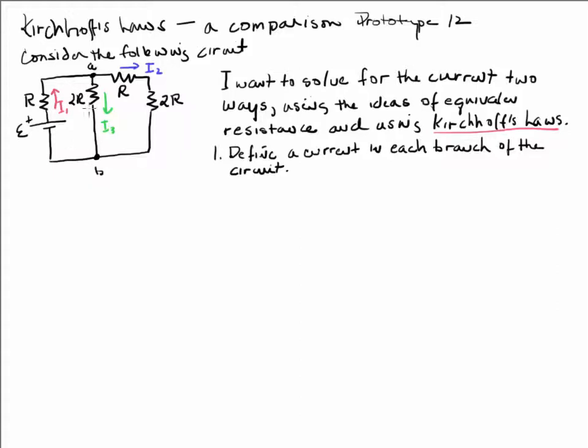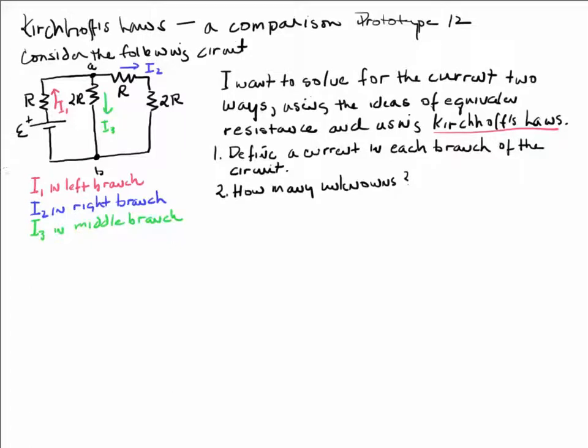The left branch, which is the portion from A to B, includes the resistance R and EMF. The middle branch, which is the portion right between A and B, includes 2R, and the right branch includes the resistors R and 2R. So I1 we will assign to the left branch, I2 to the right branch, and I3 is the middle branch. Now by branch, we mean a connection from one junction to another junction.